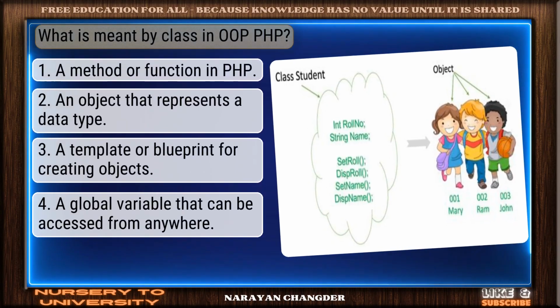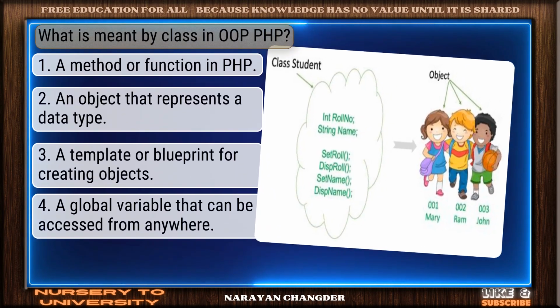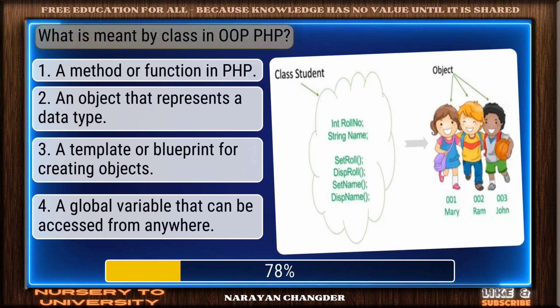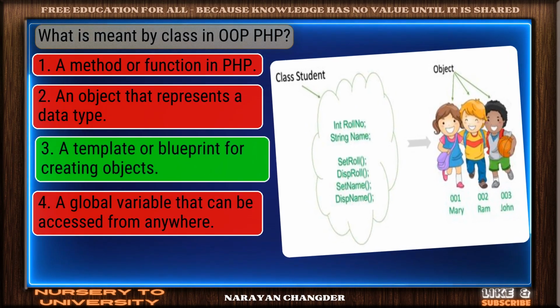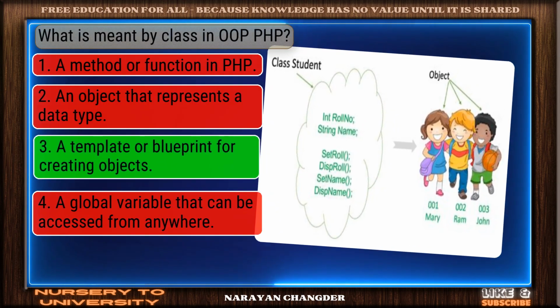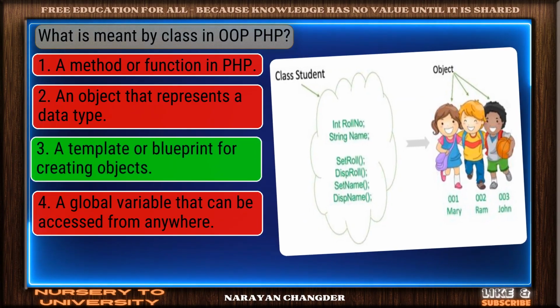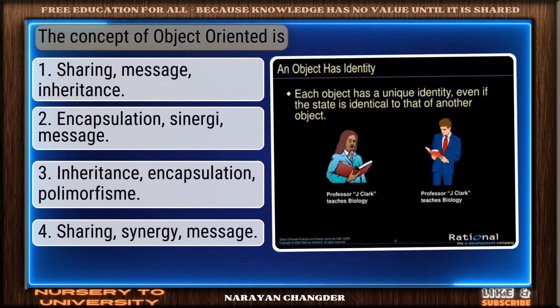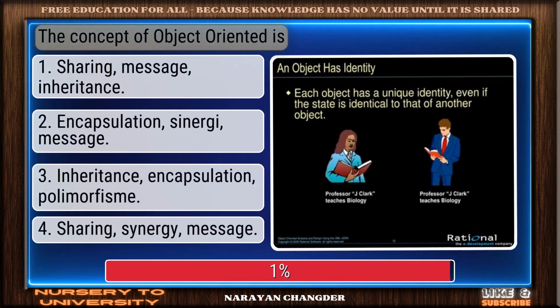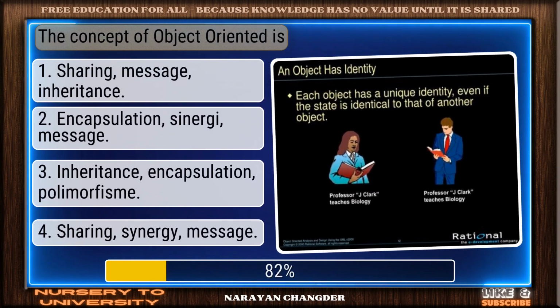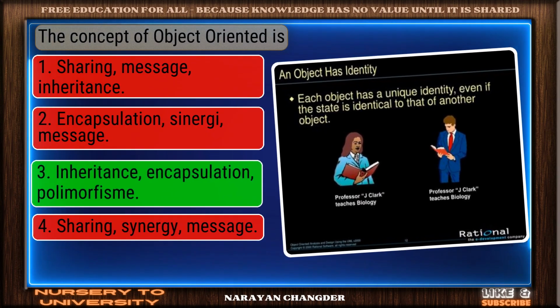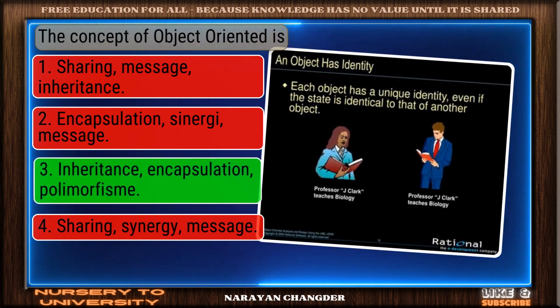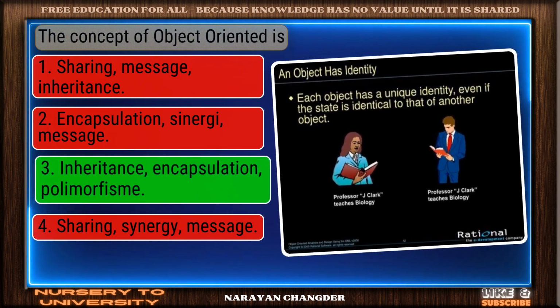Question number 58. What is meant by class in OOP? Nice work. You chose a template or blueprint for creating objects, and it is correct. Question number 59. The concept of object-oriented is. On track. Inheritance, encapsulation, polymorphism is the correct answer.